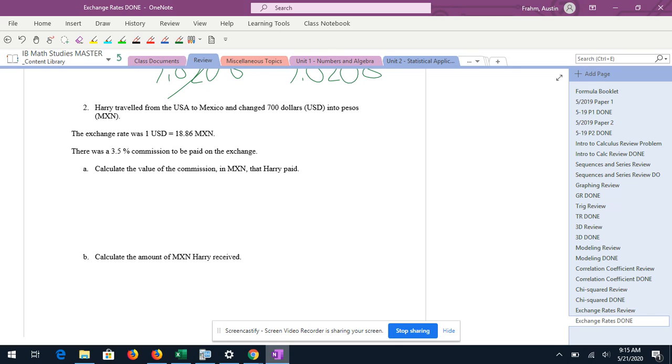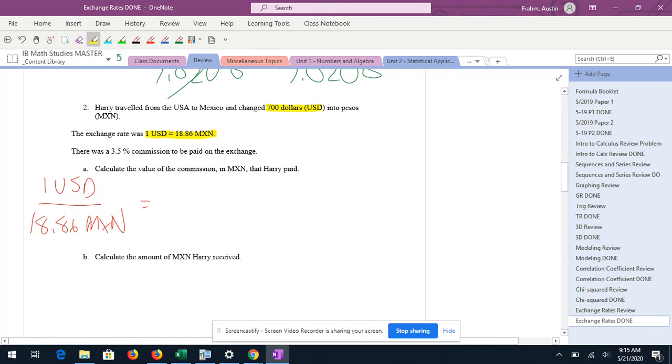So the important thing here to recognize is that they are asking for the commission in pesos, not dollars, which means we need to exchange our dollar amount into pesos first before we can figure out the commission. So we need to set up a proportion. The first ratio of our proportion can be the exchange rate, $1 over 18.86 pesos. And we set that equal to our other ratio.